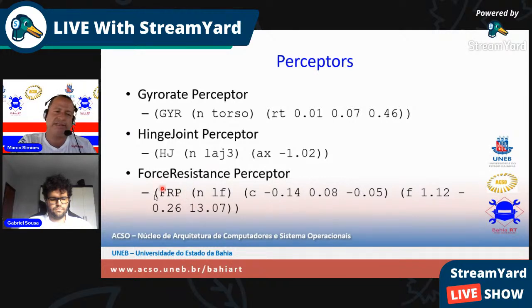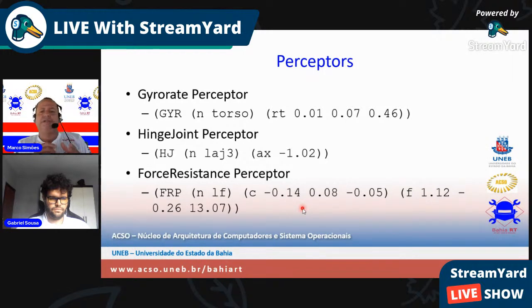It is identified in the message you received from the server by the tag FRP, that is the force resistance perceptor. And you have a name that identifies the part of the body that this perceptor is attached to. In this case, LF means left foot. You can also receive an RF, that is right foot. And what is the information you receive from this perceptor?